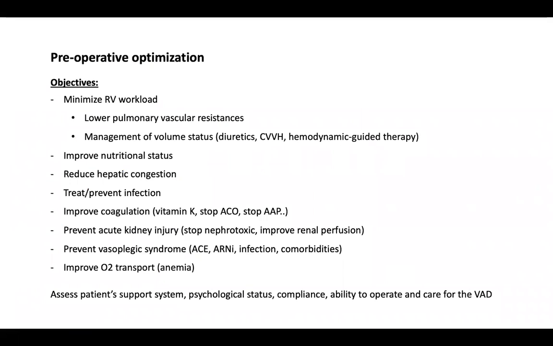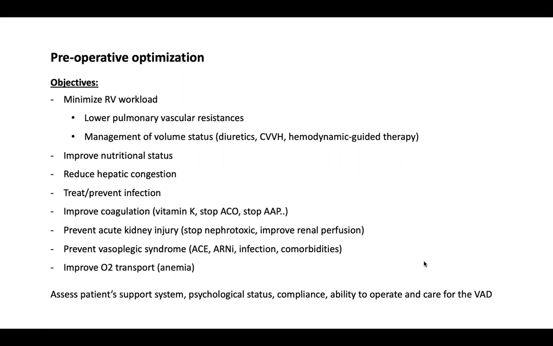I think it's really important, and you need to have clear objectives before the OR for a patient who might need a durable MCS. First, you need to think about the right ventricle, and you need to optimize the right ventricle. That's why you need to lower the pulmonary vascular resistance. You need to manage appropriately the volume status. If you need diuretics, or CRT, you need to have hemodynamic numbers to guide the diuretics.